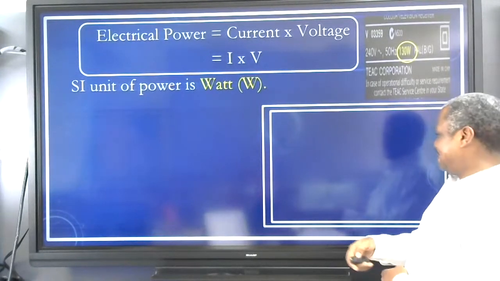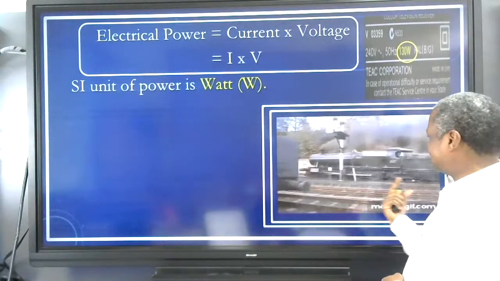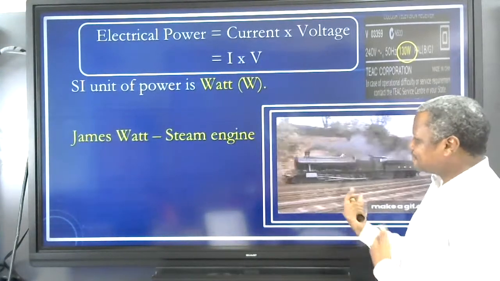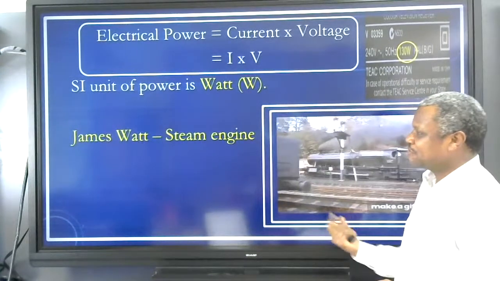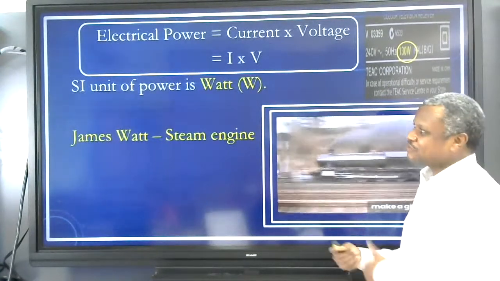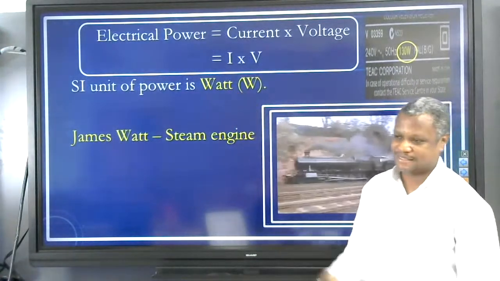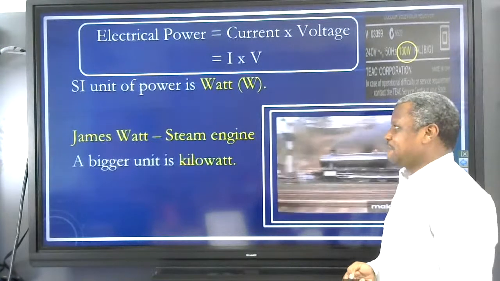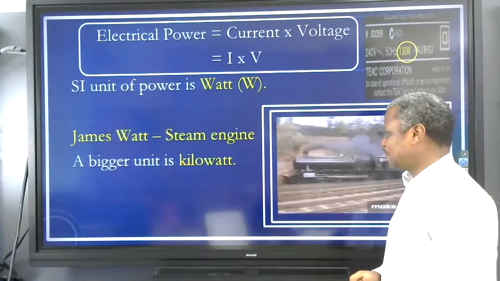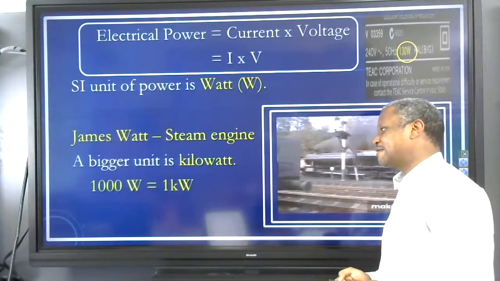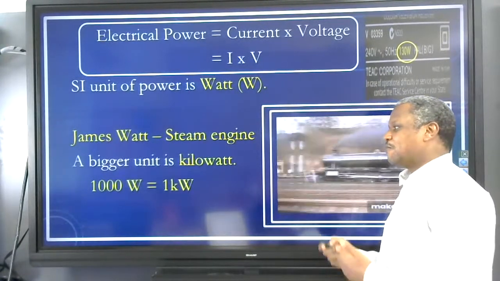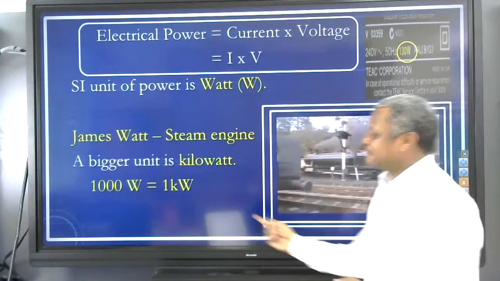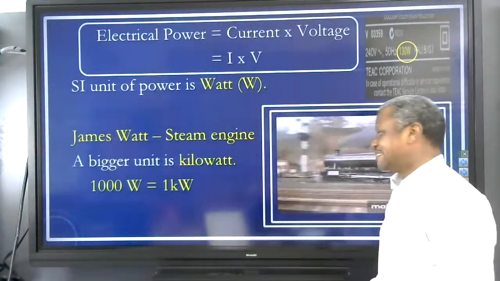Now, there is a steam engine. You can see an animation of a steam engine. The person who came up with this invention was named James Watt. And that's where we get this unit, watt, from the name of James Watt, the scientist. We also have a bigger unit, which we call a kilowatt. Using the prefix kilo, 1000 watts is equal to 1 kilowatt. So kilo is a prefix denoting 10 to the power of 3.